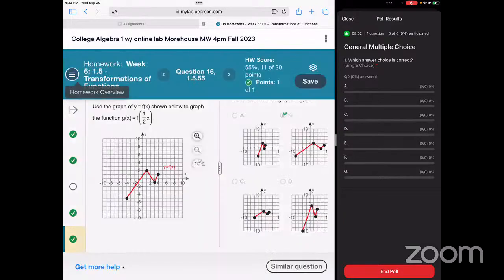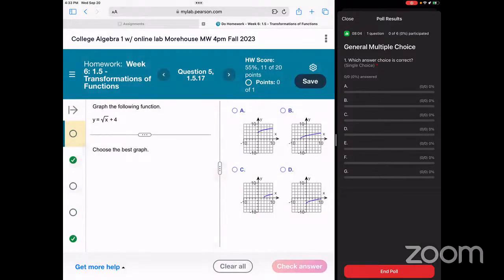Given the graph the following function. So this one is a square root function where we added 4 on the outside. So that should cause it to go up by 4, which should be A.